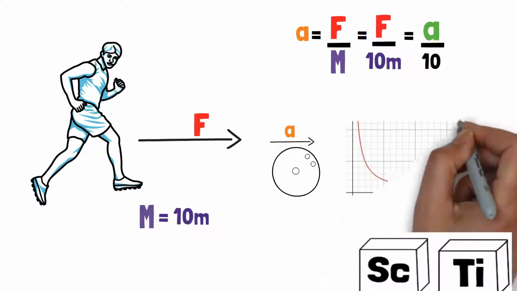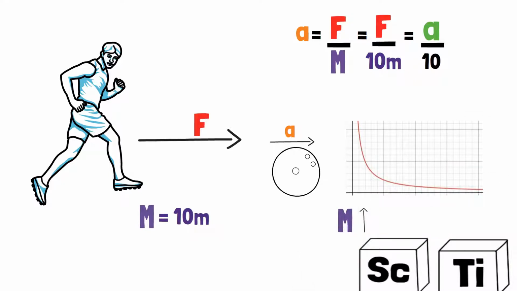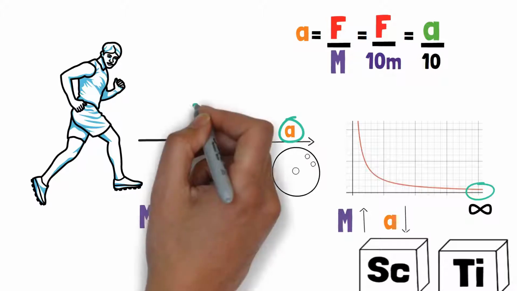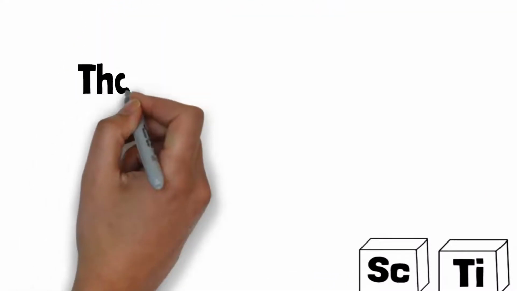Here you can see how with increase in weight, the acceleration decreases and approaches zero at infinity. That's how we can use Newton's second law to calculate acceleration or the force applied. We hope that by now Newton's second law is very clear to you.